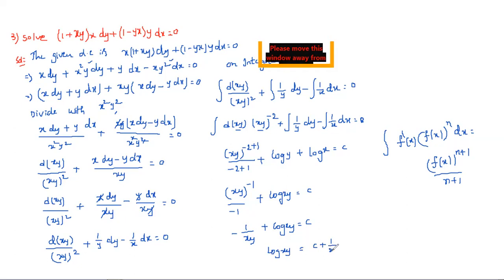So log xy is equal to c plus 1 by xy. If you want, you can also write xy equal to e power (c plus 1 by xy) by taking the exponential. It is not required to go this far; you can stop here. That is the general solution of this differential equation. So this is also one of the models in the inspection method.